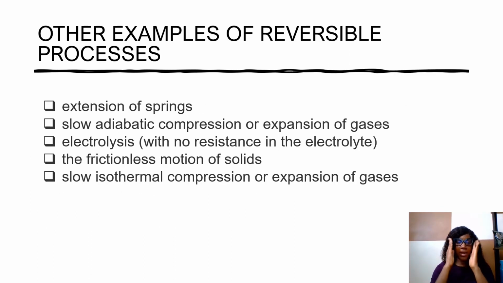So let's look at other examples of reversible processes. We can have the extension of springs, slow adiabatic compression or expansion of gases, electrolysis with no resistance in the electrolyte, as well as the frictionless motion of solids, in addition to the slow isothermal compression or expansion of gases. I want you guys to go ahead and do additional reading on these examples of reversible processes so that we can discuss them further in our seminar session.